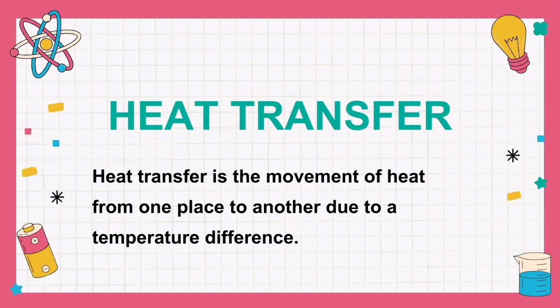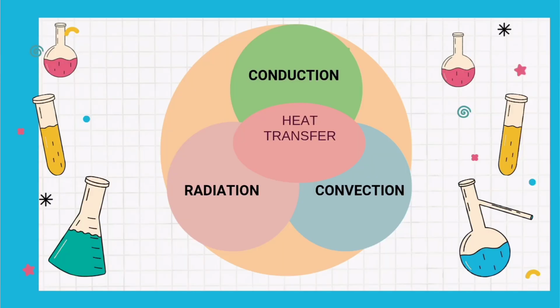Now we know what heat is, but have you ever wondered how heat travels from one place to another? So heat can travel in three different ways. One is conduction, second is convection, third is radiation. Let's understand each one with simple demonstration.